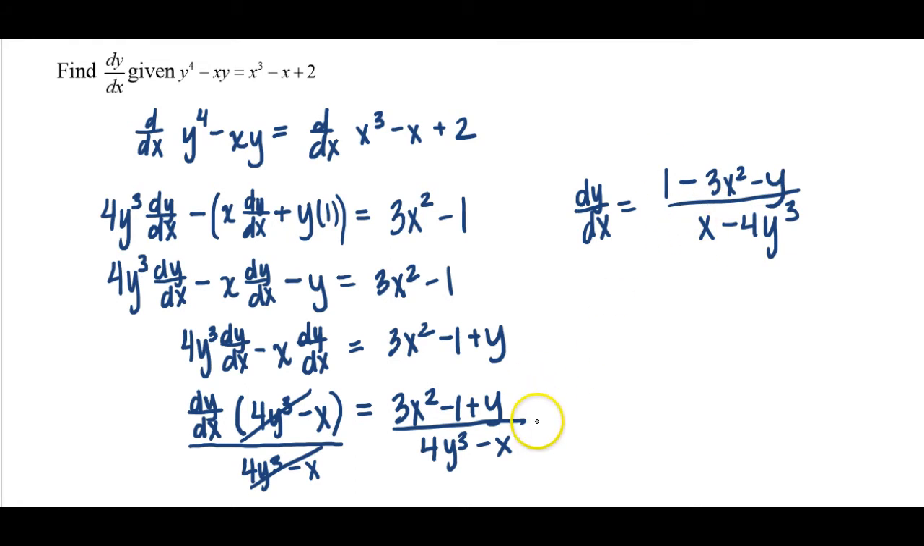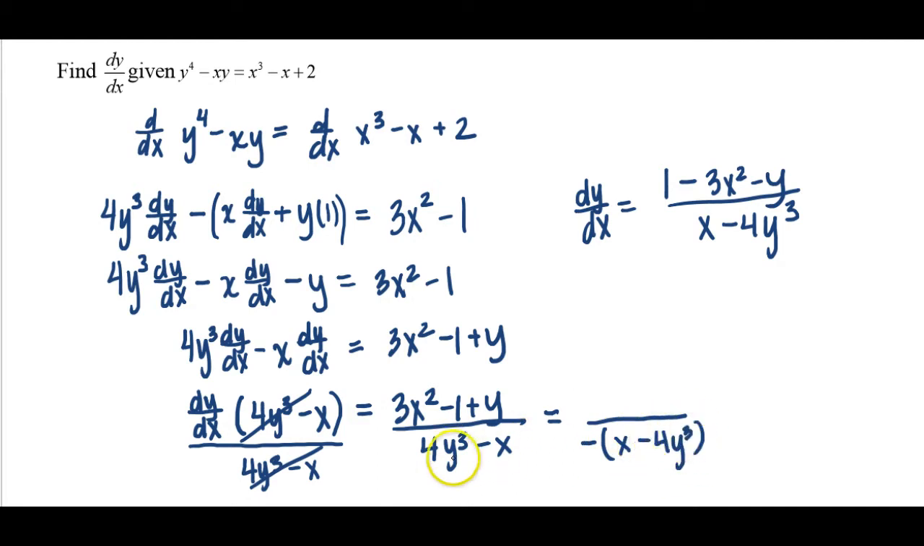Sometimes what the answer key will do is factor out a negative from either the numerator or the denominator and then move it to the opposite side of the fraction bar. So here, basically what I did was I thought about on the bottom factoring out negative 1 and then rearranging these terms. So I have negative and then x minus 4y cubed.